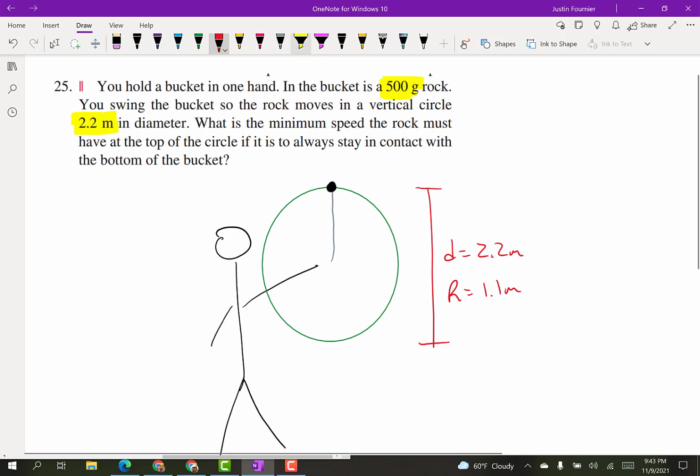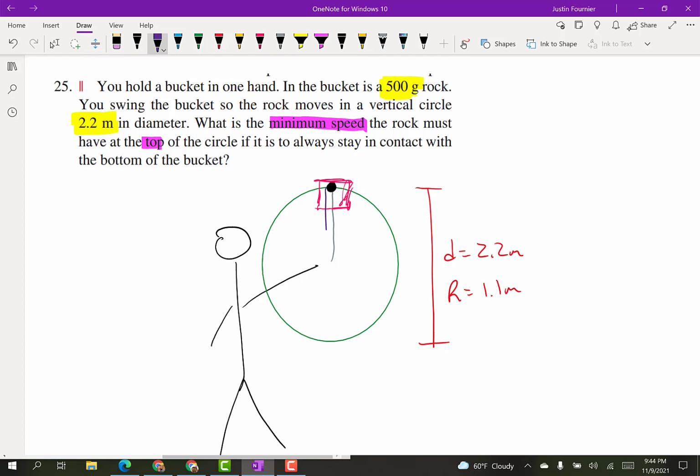Okay, so it says, what's the minimum speed the rock must have at the top of the circle? So that's what I'm looking for: the minimum speed at the top of the circle to always stay in contact with the bottom of the bucket. Let's think about it. Here's my bucket, and the rock is in the bucket. What forces would be holding the rock to the bucket at the peak here?